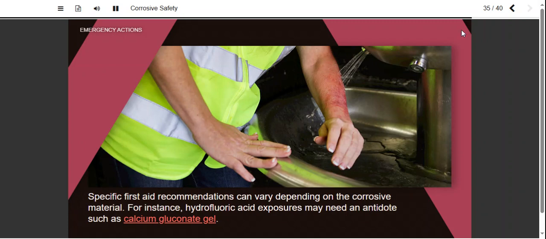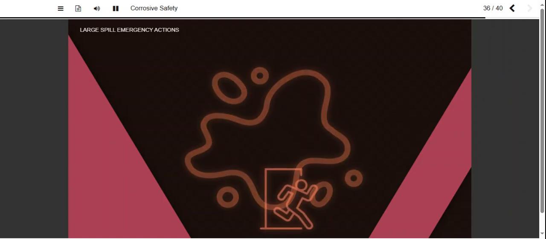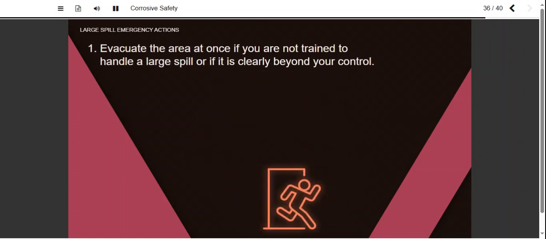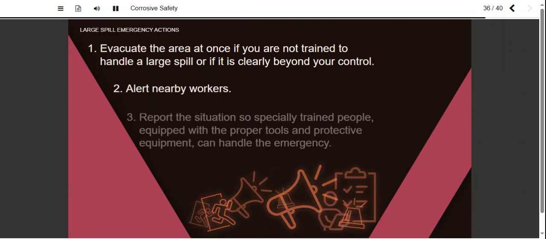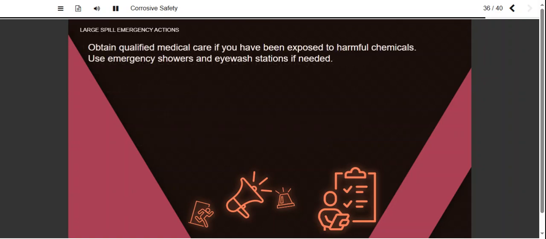For instance, after flushing, hydrofluoric acid exposures may need to be followed with an antidote such as calcium gluconate gel. If there is a large spill of corrosive materials, evacuate the area at once if you are not trained to handle the problem or if it is clearly beyond your control. Alert nearby workers and report the situation so specially trained people equipped with the proper tools and protective equipment can handle the emergency. Obtain first aid if you have been exposed to harmful chemicals.